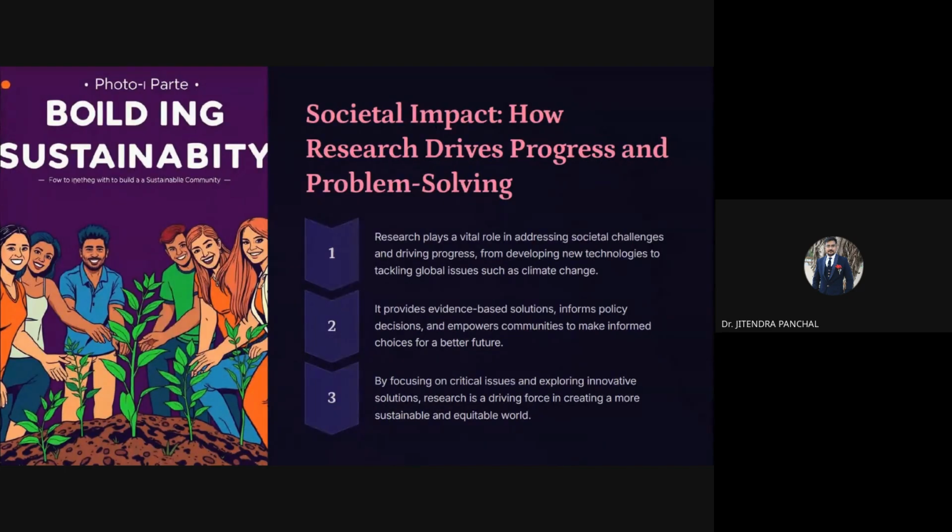So here research plays a vital role in addressing societal challenges and driving progress, from developing new technologies to tackling global issues such as climate change, right? It provides evidence-based solutions, informs policy decisions, and empowers communities to make informed choices for a better future, by focusing on critical issues and exploring innovative solutions. So research is a driving force in creating a more sustainable and equitable world, right? So nowadays, research particularly on sustainable development goals is going on, right?